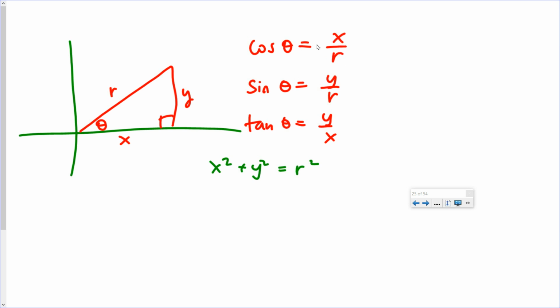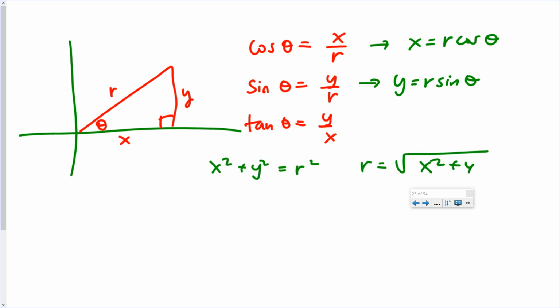We use this formula a little bit more: x is equal to r cosine theta. And for polars, we use y is equal to r sine theta a little bit more. The tangent theta stays just like that. And this one, sometimes we use: r is equal to the square root of x squared plus y squared.